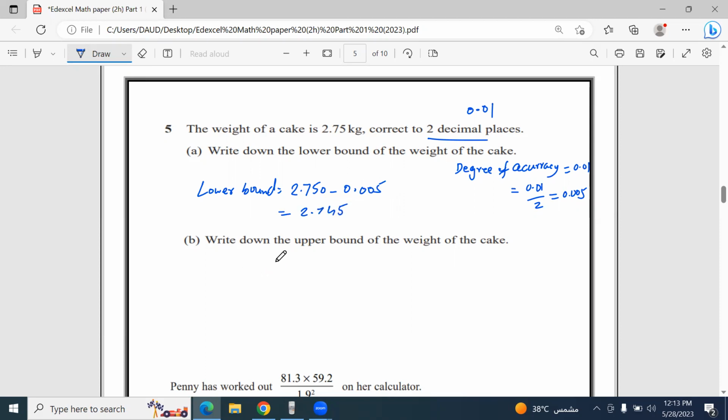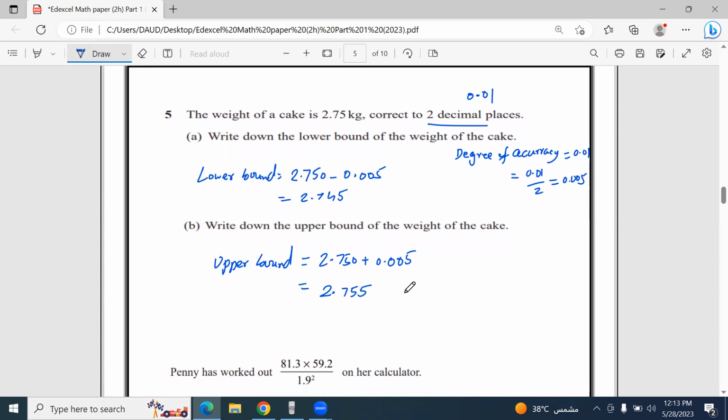So that gives me 2.745. And if you write down the upper bound of the weight, the same degree of accuracy I will add. So for upper bound, 2.750 plus 0.005 gives me 2.755. That is the answer for the lower as well as the upper bound.